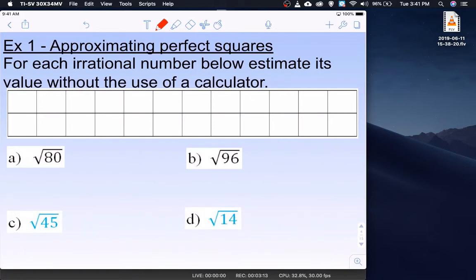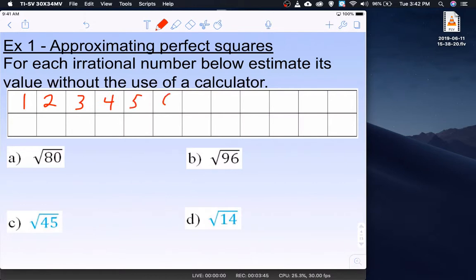Now, in order for us to approximate square roots and perfect squares, we have to either have a very good working knowledge of our times tables, up to about 144, so like up to 12 times 12, or at least be able to make a chart that we can keep referring back to throughout the lesson. So that's what I'm going to do. I'm going to make a chart of a number and then its square.